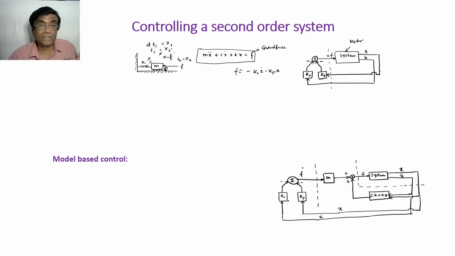My basic objective is to control the block, and I have done this. Now, if I write the system with control, you see, F equals minus Kv x dot minus Kp x. By the way, the formal term for this type of control is PD control, proportional derivative control, very popular.